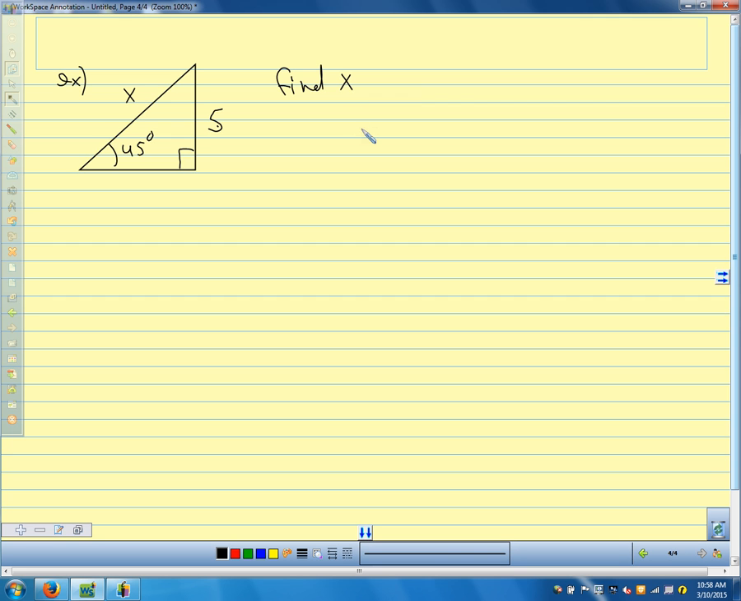So what I recommend that we do on these is label your sides. Is x the leg or the hypotenuse? And 5 is a leg. We only have legs or hypotenuses on 45, 45, 90. How do we go from the leg to the hypotenuse on a 45, 45, 90? Multiply by the square root of 2. So x equals 5 square root 2, and you're done. And that's it.